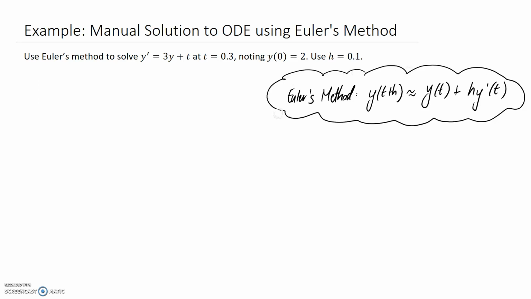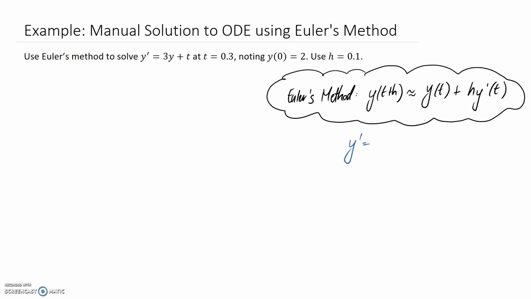So I've copied across the Euler's method equation. This states that y at t plus h is approximately equal to y at the previous time point plus h times the gradient at the previous time point. Now, of course, the gradient at any point in time can be calculated with this equation here, which is what we're trying to solve.